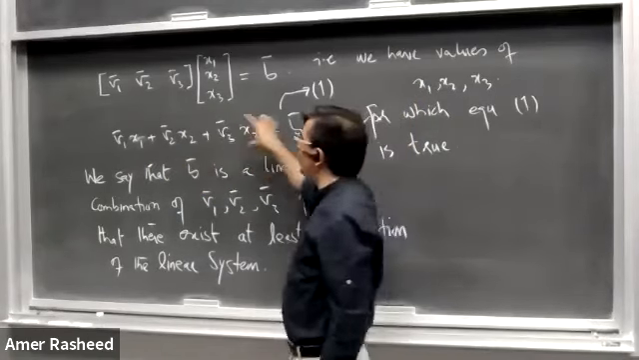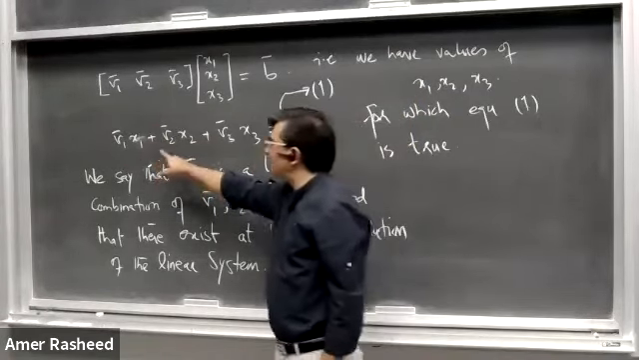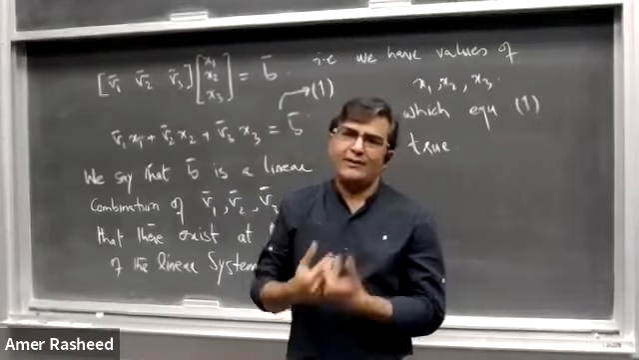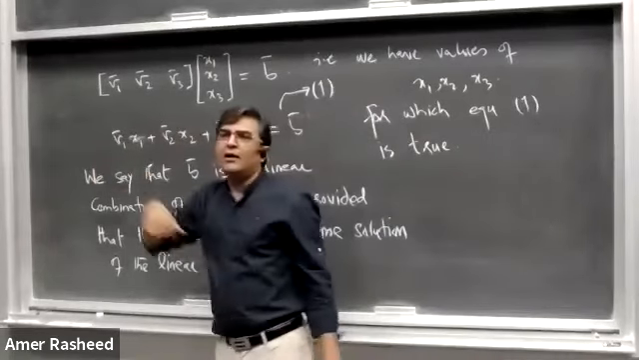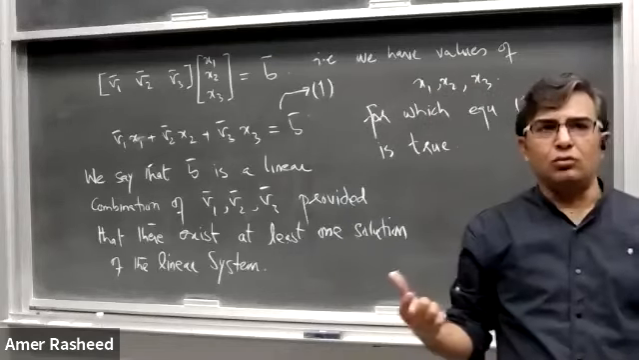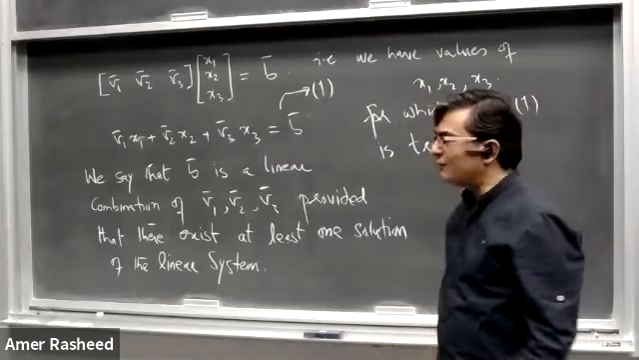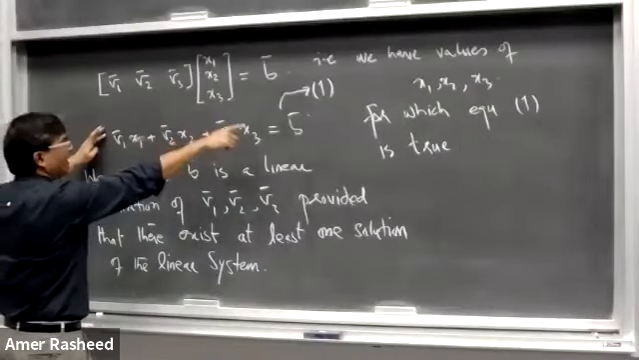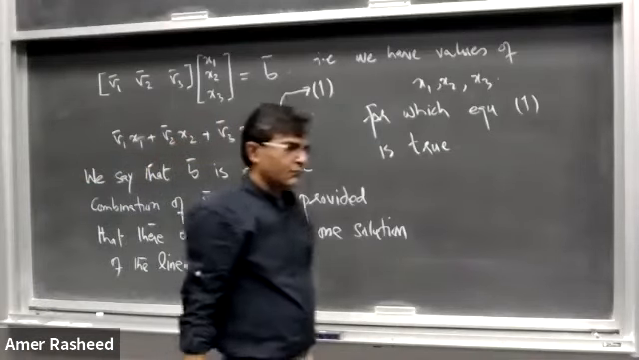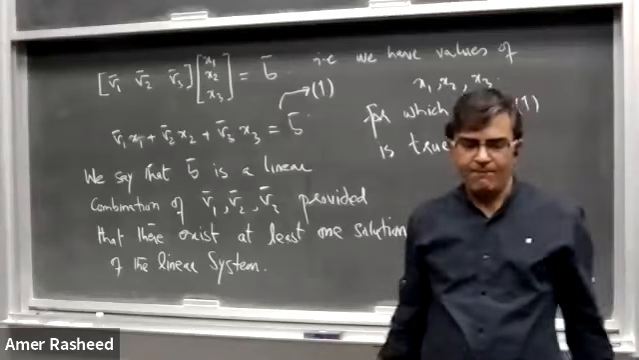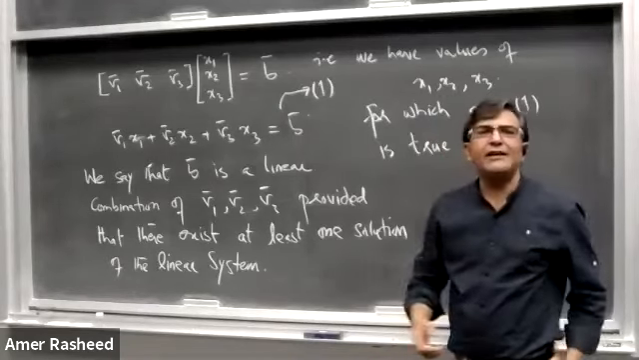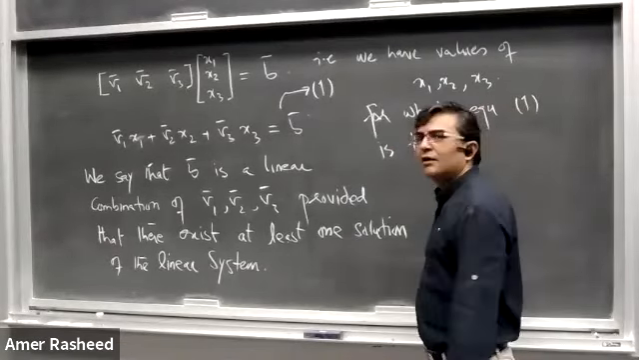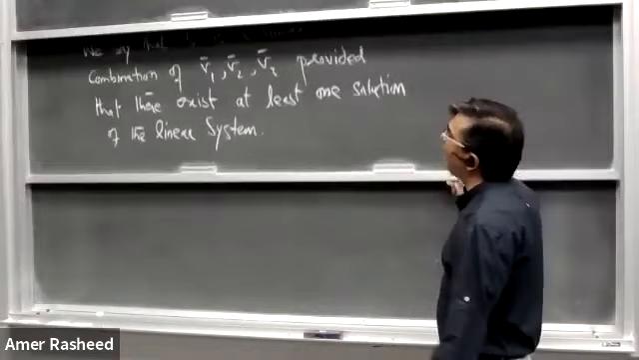Now, what are the unknowns in this equation? The unknowns are x1, x2, and x3. So we have to find the values of x1, x2, x3 for which this equation is true. So for that, we have to solve this linear system, because this is a linear system now. If you have any question, you can ask me. And I hope you know how to solve a linear system. You can use Gaussian elimination method or Gauss-Jordan elimination method. You can use echelon forms, reduced echelon forms, and so on.